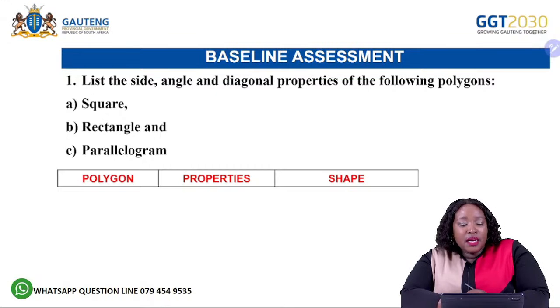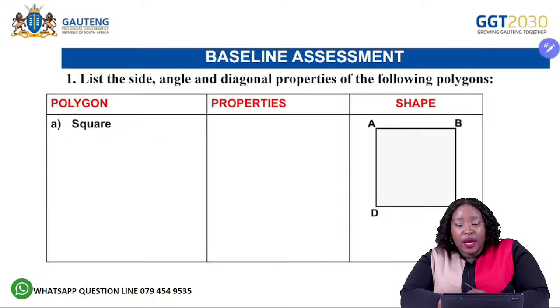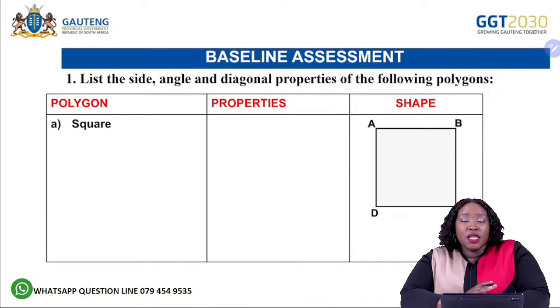Now let's look at the properties of a square. Okay, I did give you an example of what you would do here. So this is an example. You would draw your square. I have named my squares because it's easier for us to identify the sides that are equal as well as the sides that are parallel, and also the types of angles and things like that.